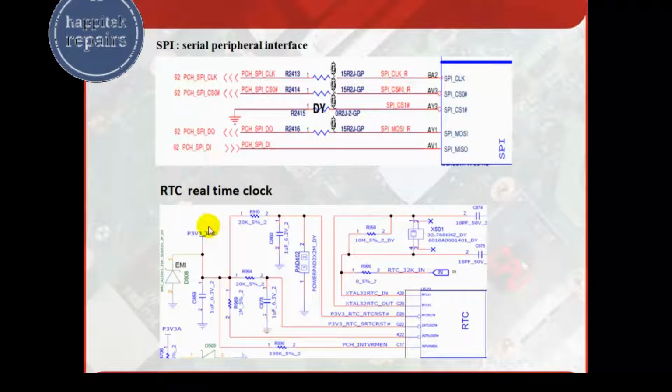The RTC requires the CMOS battery, so here is the RTC, and the RTC is also getting the CMOS power. The CMOS power has an RTC input power. Here is a 3.3 volt for the CMOS battery, and this CMOS battery goes to power the RTC section, and from that the clock crystal is connected.